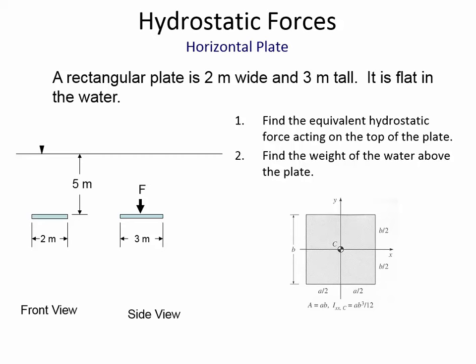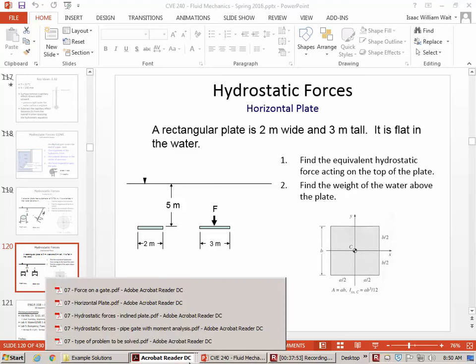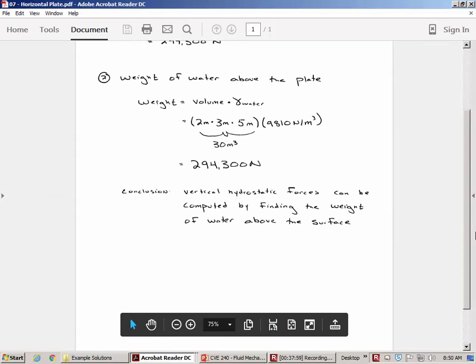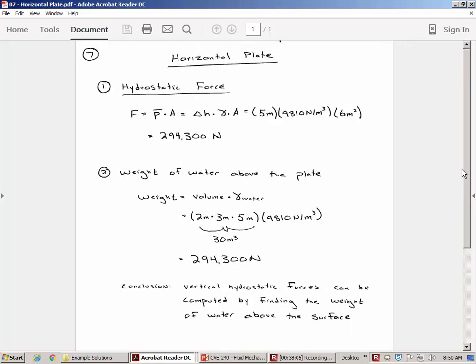But here's the important fact. The weight of the water is the same as the force acting at that depth. So let me show you. Doesn't matter how you, let's see, horizontal plate. It doesn't matter if you calculate it from the pressure at the centroid approach or the weight of the water, but you get the same force.